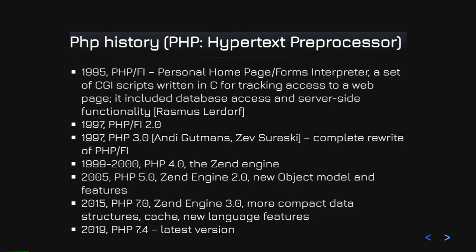And then in 1999, 2000, we have PHP version 4, which introduced the Zend engine. Then in 2005, we have PHP 5.0, which introduced Zend Engine 2.0, which had a new object model and features. Then 2015, we have PHP 7, Zend Engine number 3, which has more compact data structures, cache, and new language features. And the latest version is PHP 7.4 from 2019.